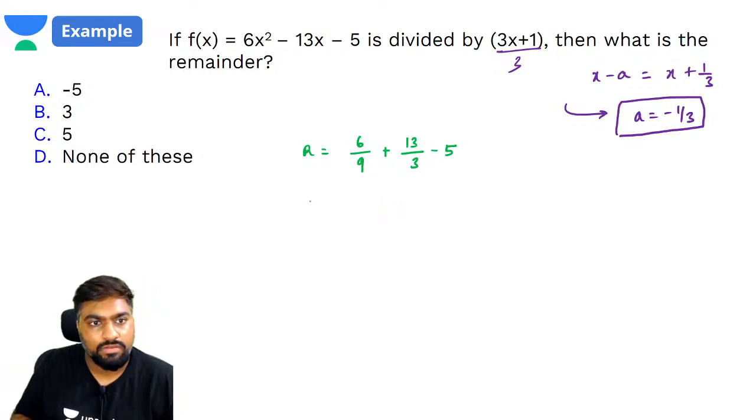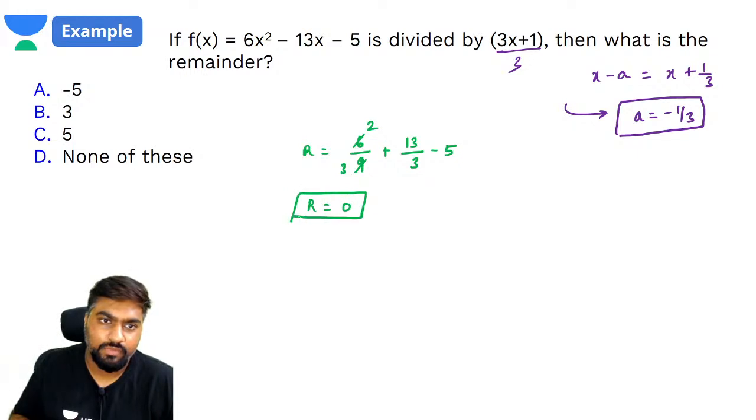Yes, so our remainder will become 6 plus, okay, 2 by 3, so 15 minus 15, 0, right? 0. Done.